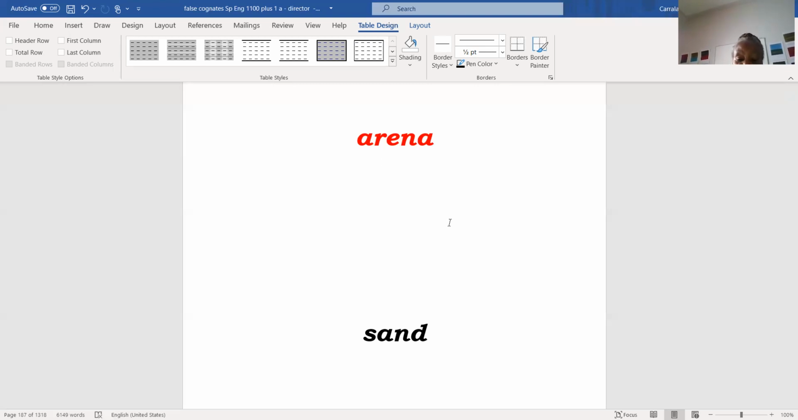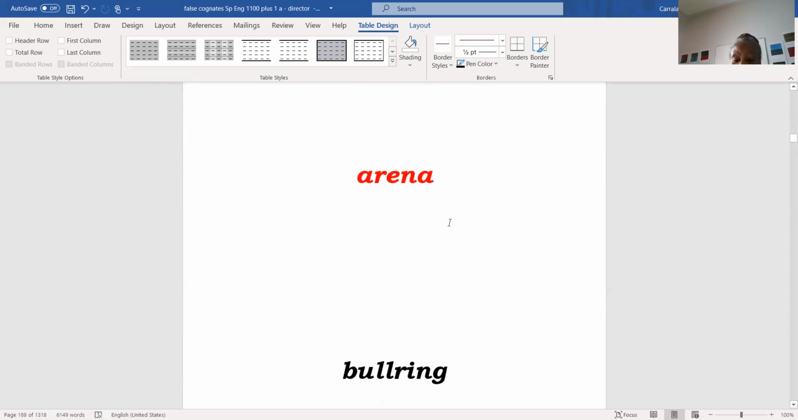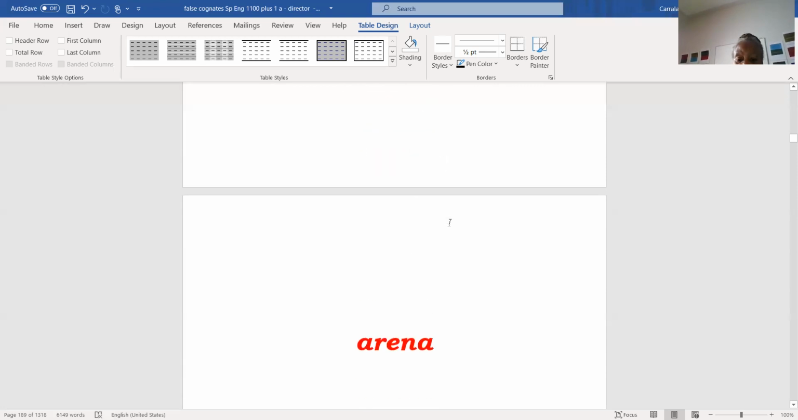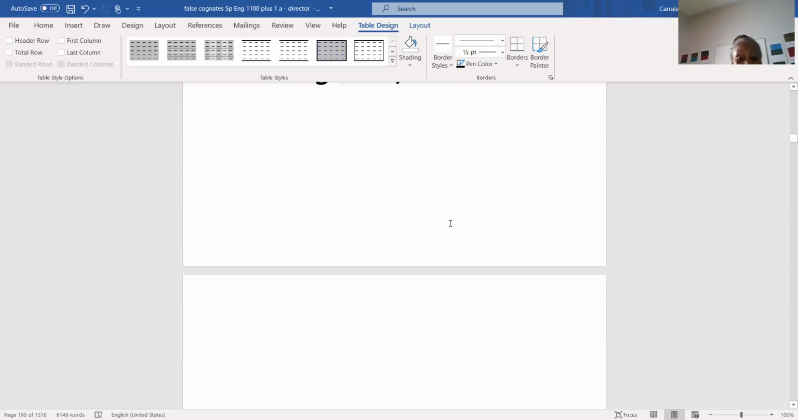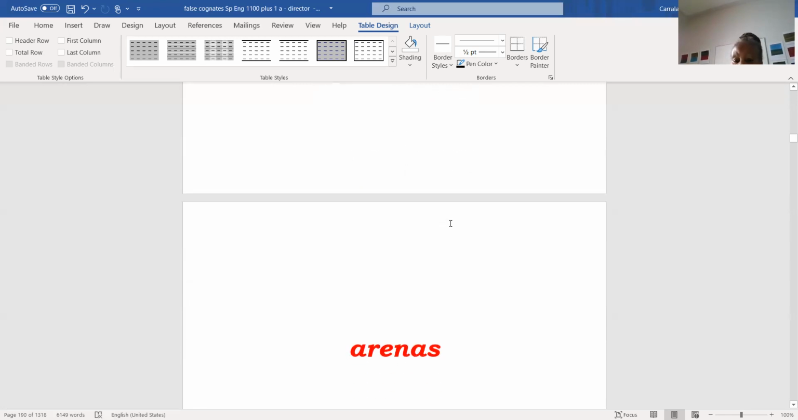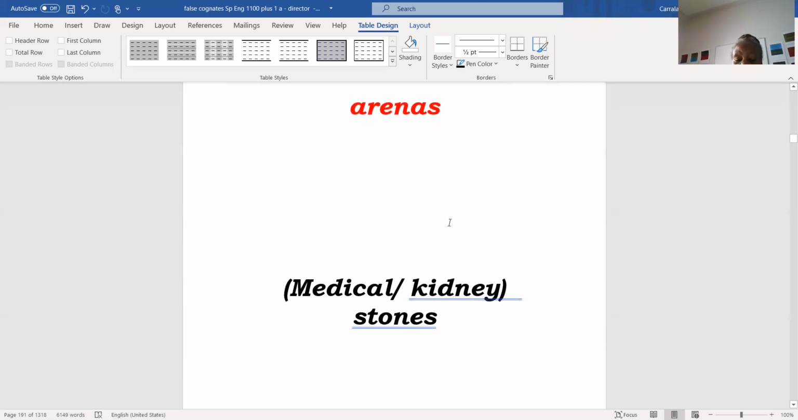So this is just an example. Once again, an example. See, here is the same, arena. And the bull ring is in the arena, okay? And gravel or dust. Now in English, sand and gravel and dust have two different names. Okay, arenas, medical, kidney stones. No, see, that has nothing to do with English, unless, like I said, maybe in medical vocabulary it would.